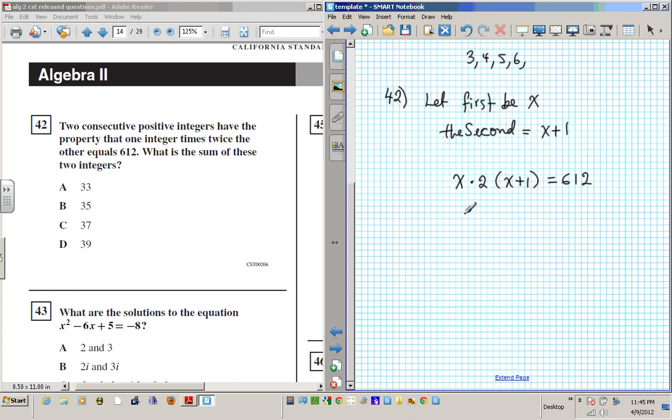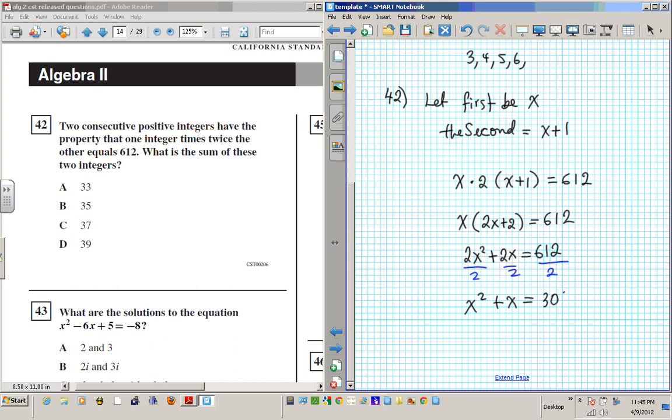So let's do this. We have x times 2 times x plus 1. Let's distribute the 2 first. So we have 2x plus 2, and then distribute the x, you have 2x squared plus 2x equals 612. Since everything is divisible by 2, I'm going to go ahead and reduce this quadratic equation by dividing everything by 2. So that gives me x squared plus x equals 306.